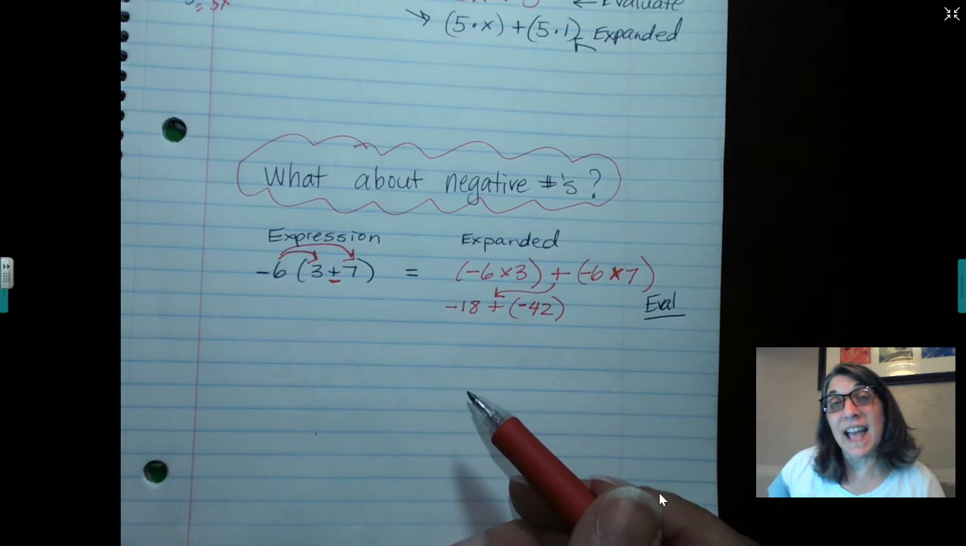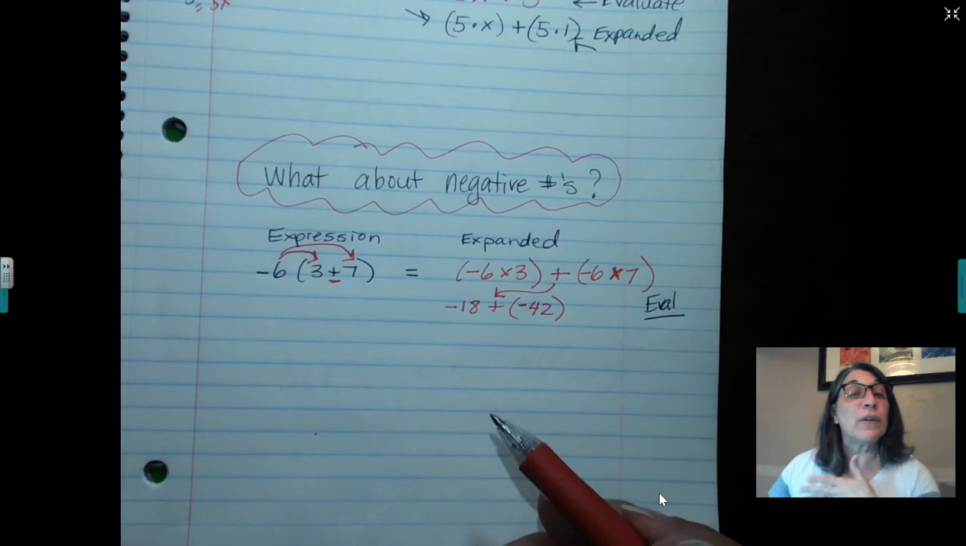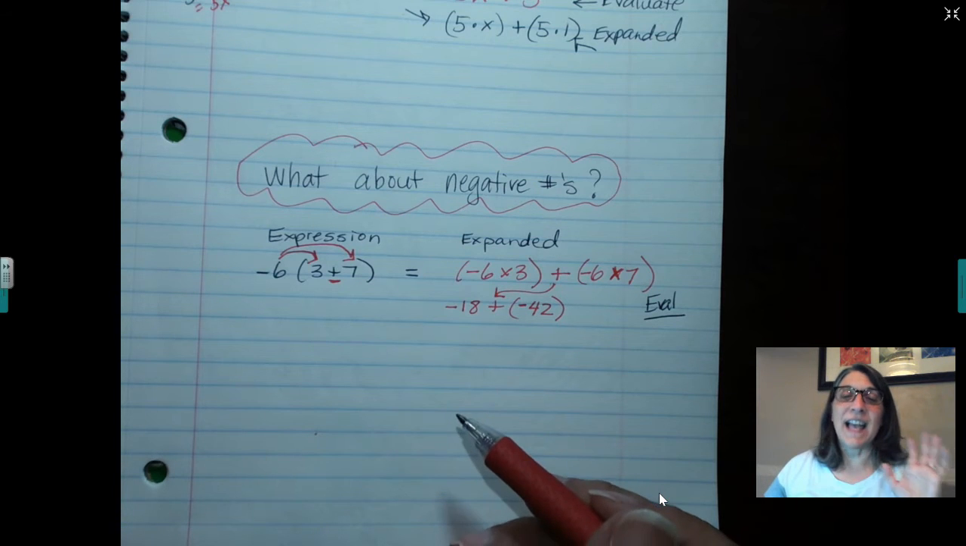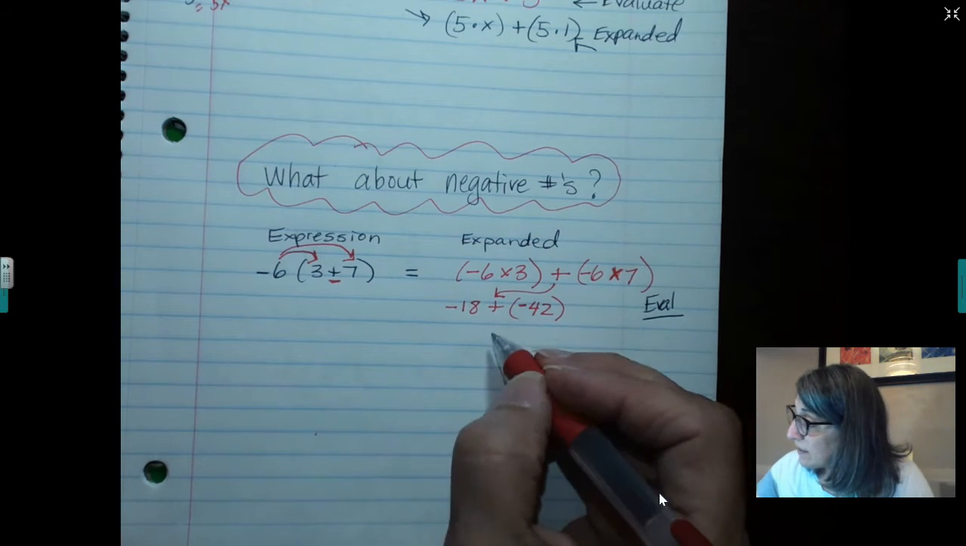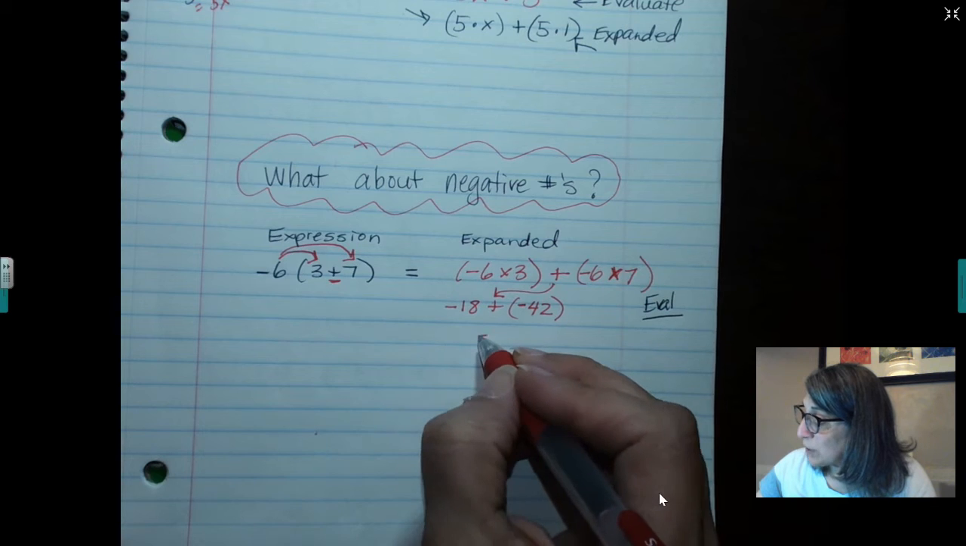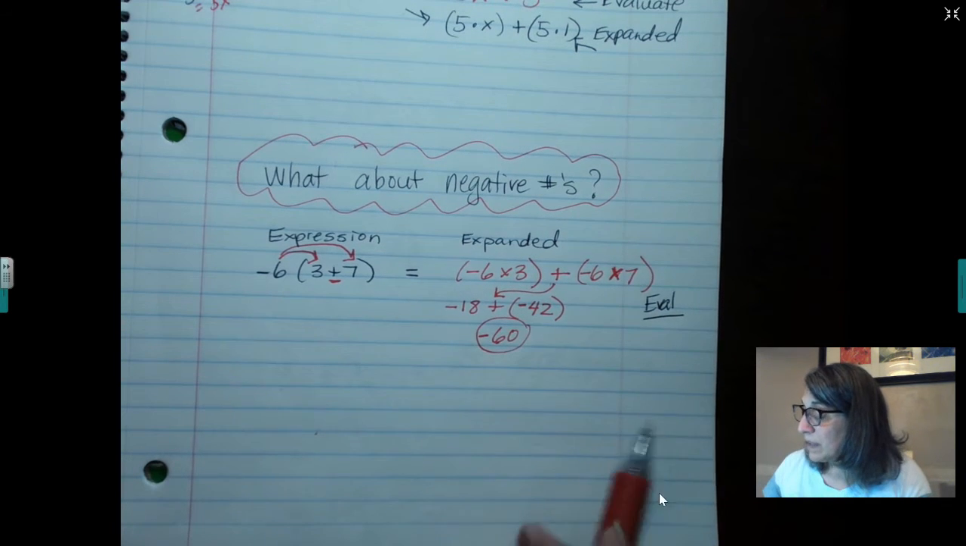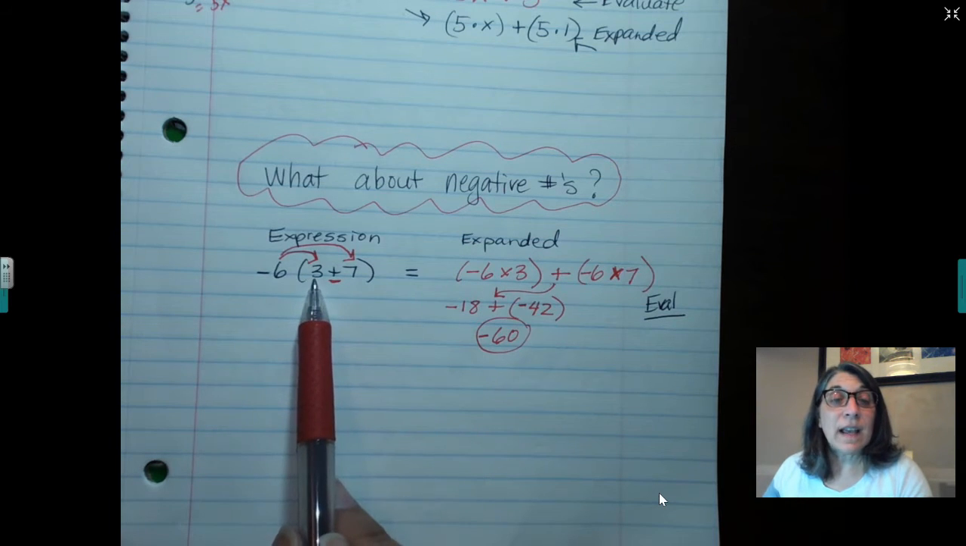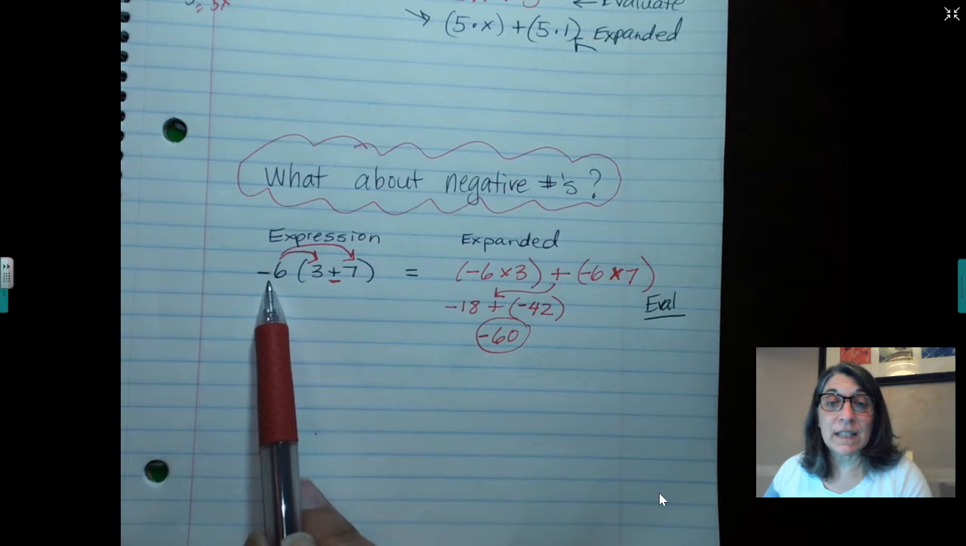Same signs, add. We don't even need to sing the next verse of the song. It's just same signs, add. So we're just going to add them together. So when I add negative 18 and negative 42, I get negative 60. Would that work out if we just did order of operations? Yes, because 7 plus 3 is 10, and 10 times negative 6 is negative 60.